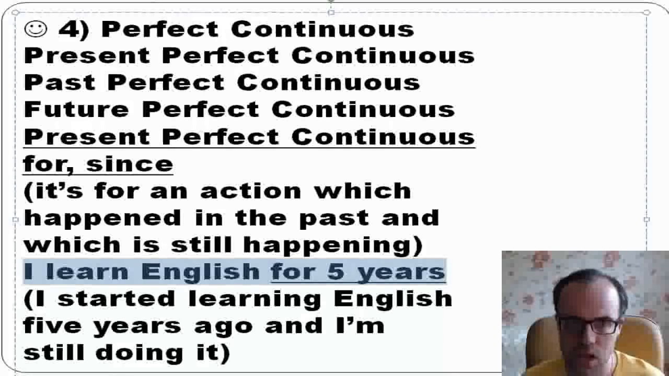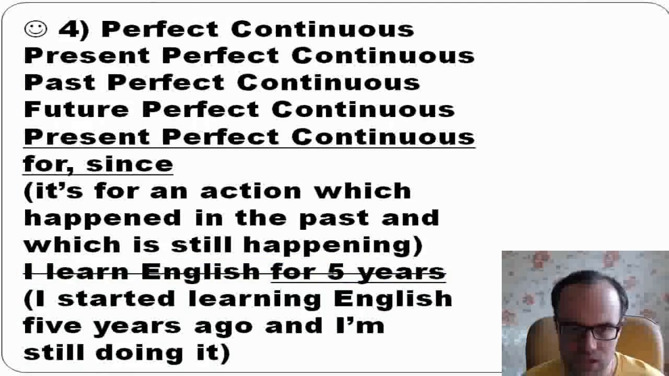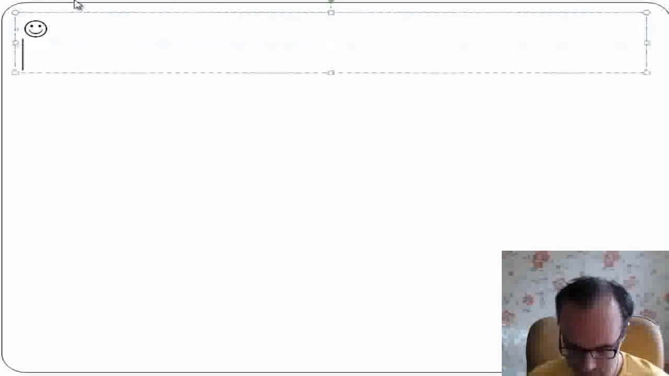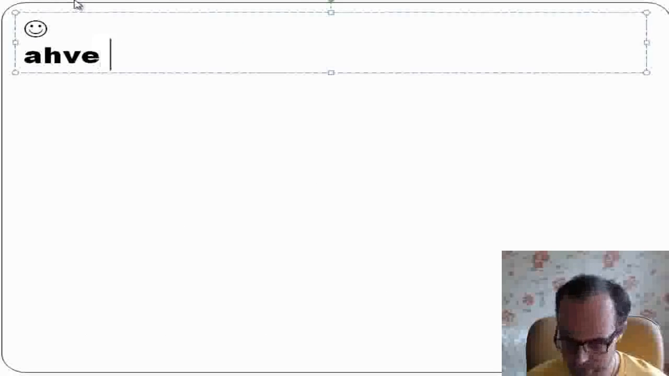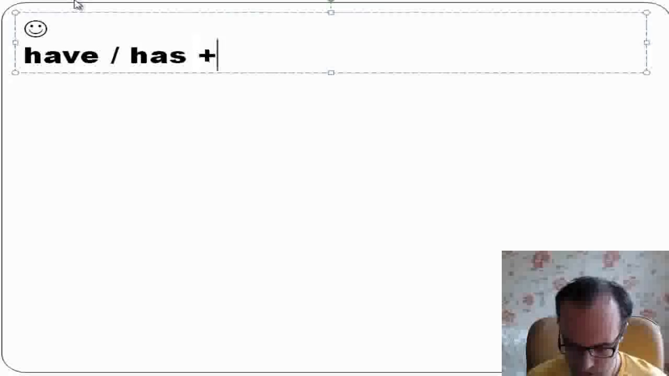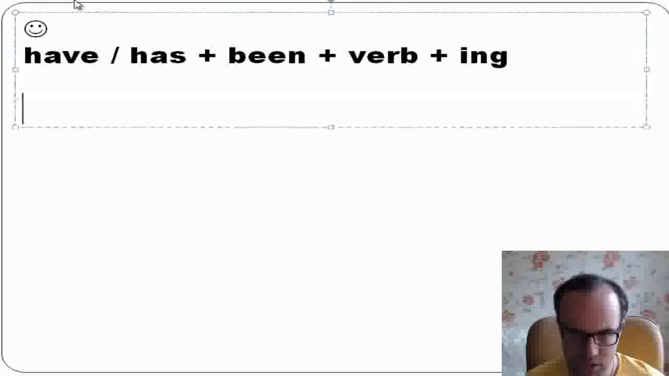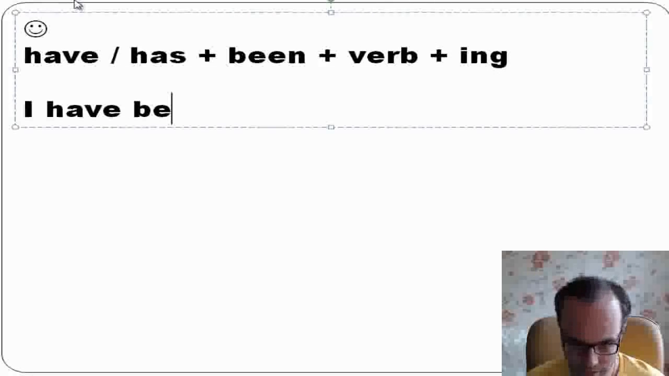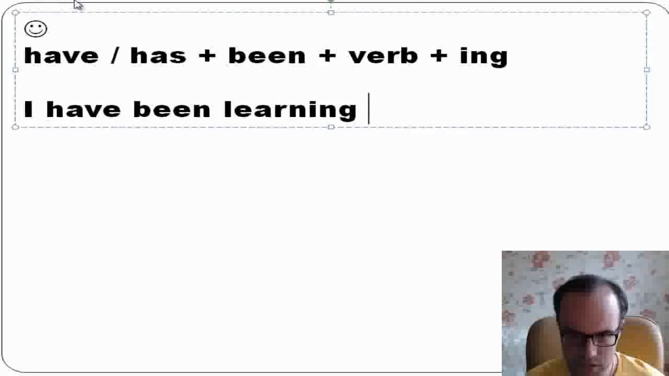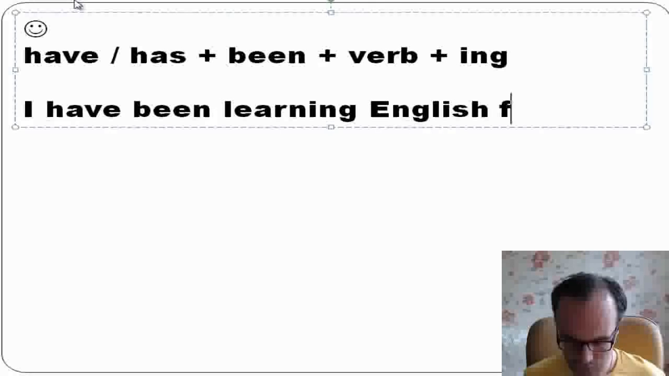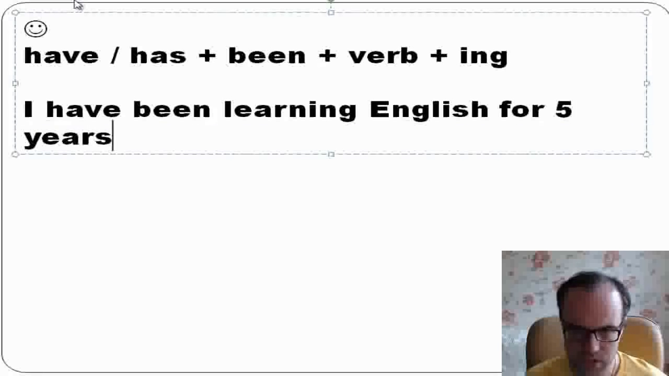How to form it? Okay, so it's have or has plus been plus verb plus ing. So I have been learning English. I have been learning English for 5 years. I've been learning English for 5 years.